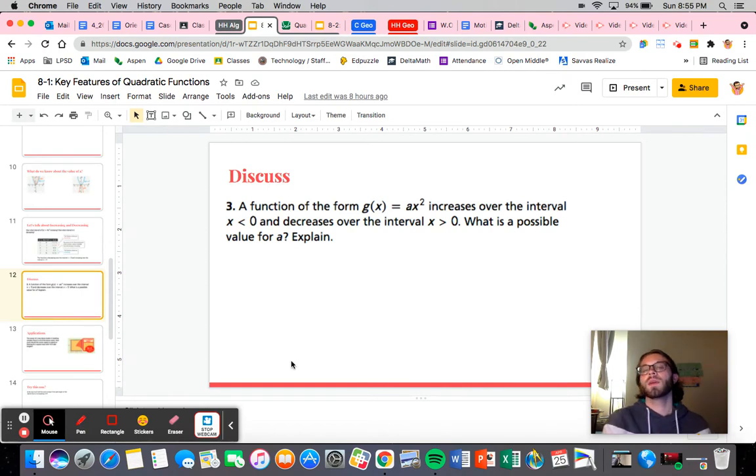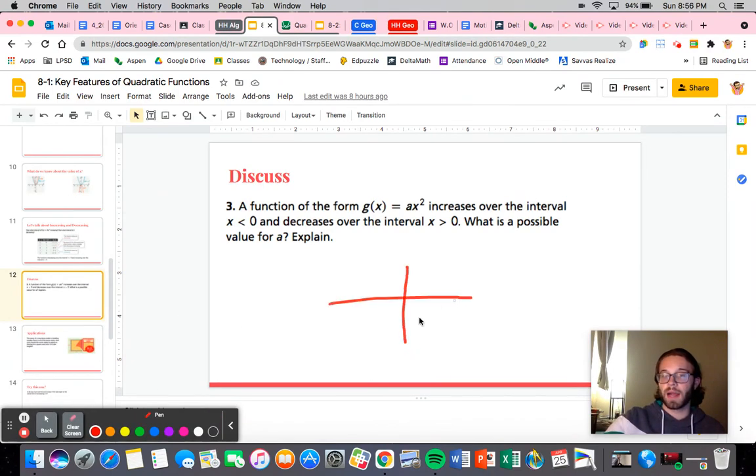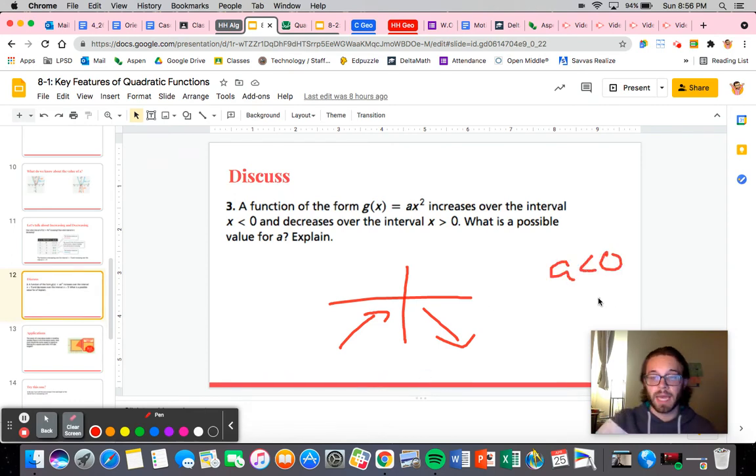So, for example, if we're looking at this, we know it's increasing when it's less than 0, and it's decreasing when it's greater than 0. So what's a possible value for a? Basically, what are we saying here? We're saying if we have a graph, it is increasing over here and decreasing over here, so that tells us that a is less than 0. I can pick any number less than 0, doesn't matter. It does have to be less than 0. It can't be 0. If a is 0, that's just 0, that's not a parabola.